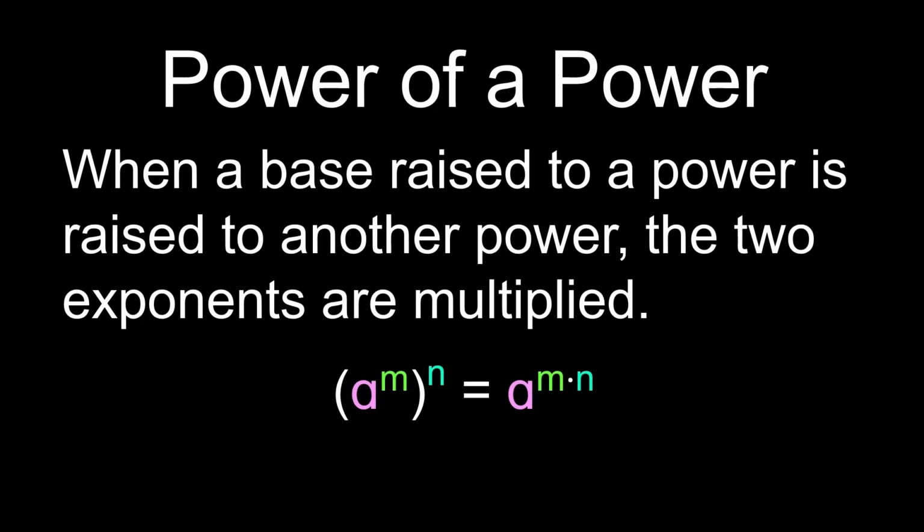The power of a power rule says that when you have a base raised to a power raised to another power, then you keep the base and you multiply the two exponents. So if we have a to the m raised to the n power, we keep the base a and we multiply the exponents, m times n.